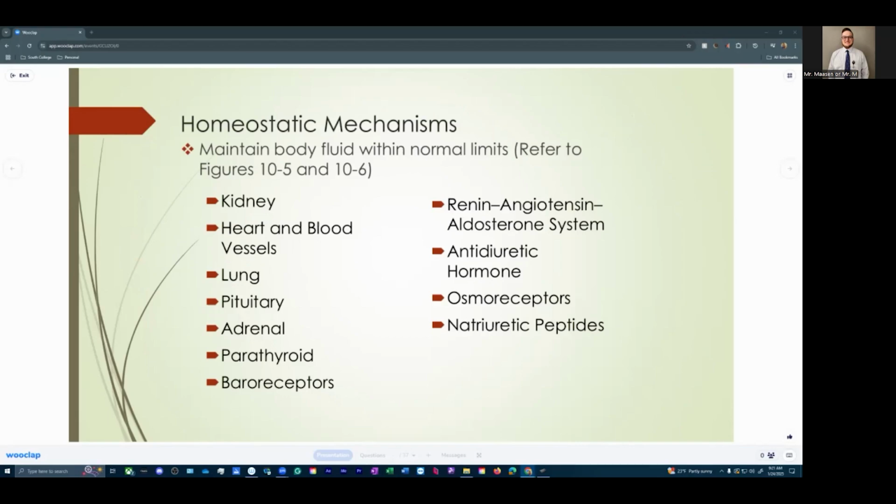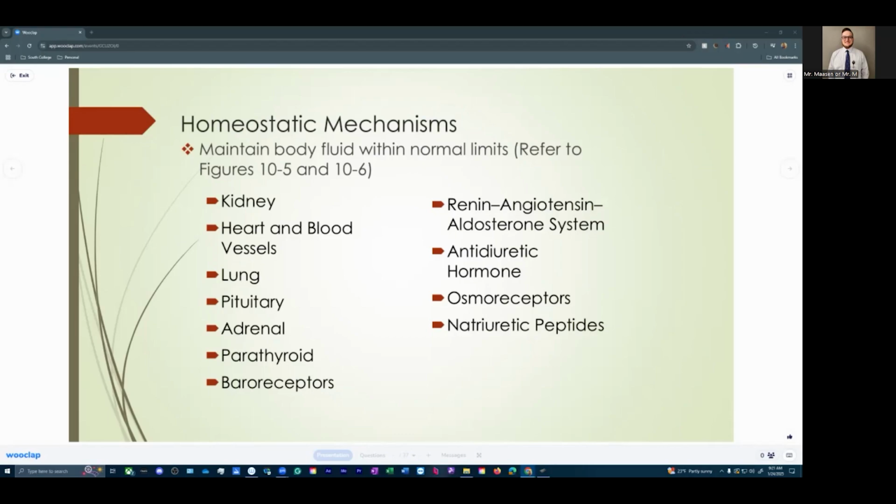Homeostatic mechanisms. These are our mechanisms for maintaining our body's fluid, keeping it in a balance. Figures 10.5 and 10.6 highlight a lot of this. Kidneys, pretty obvious. Kidneys are a huge regulator, probably the number one regulator of our body's fluid balance. Kidneys are likely our number one regulator of fluid balance in our body.